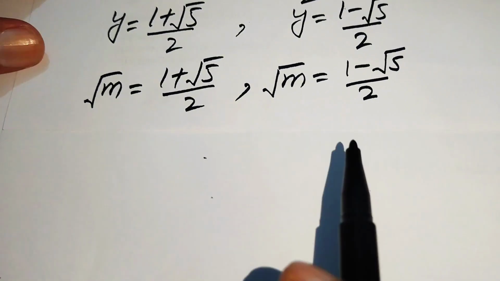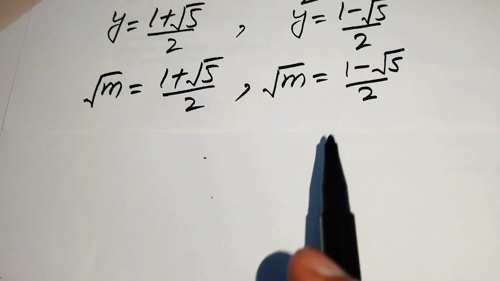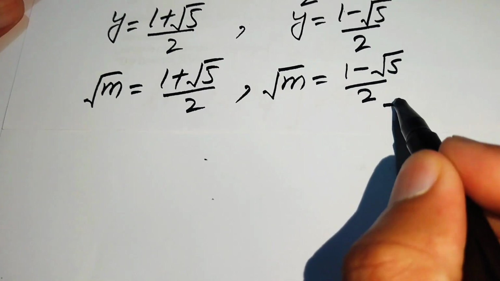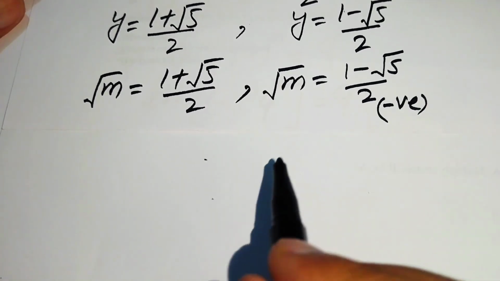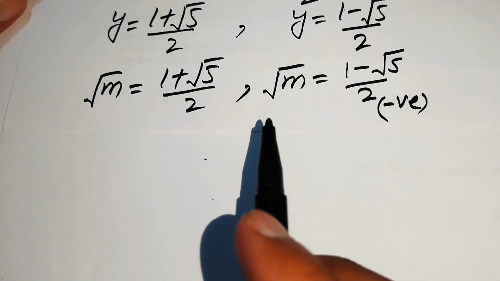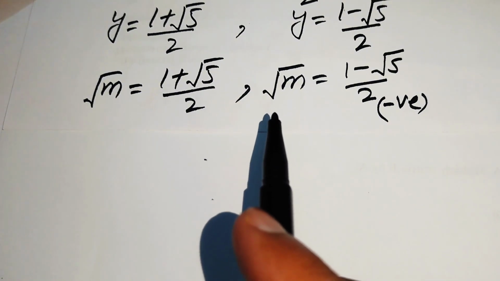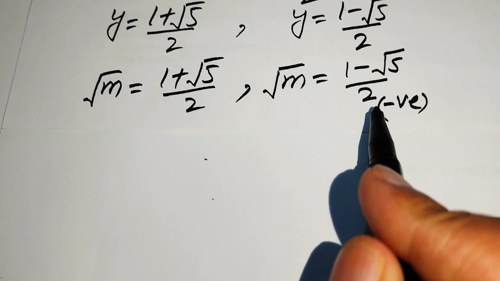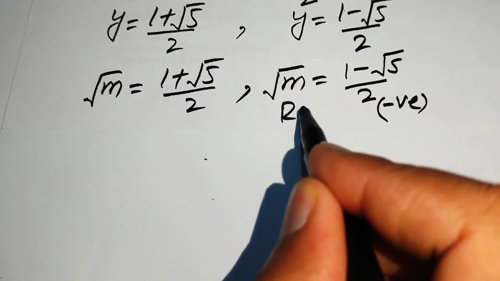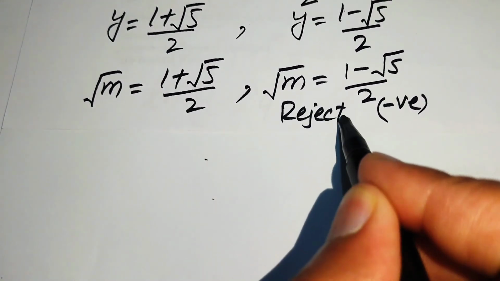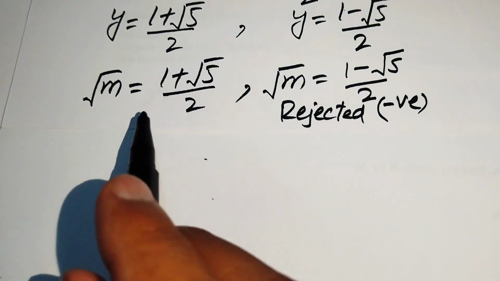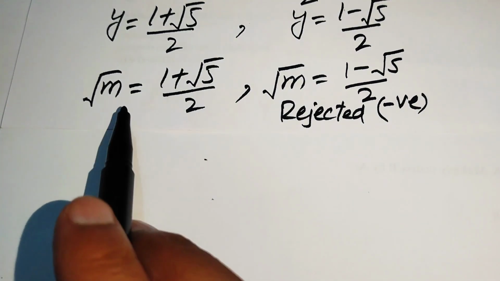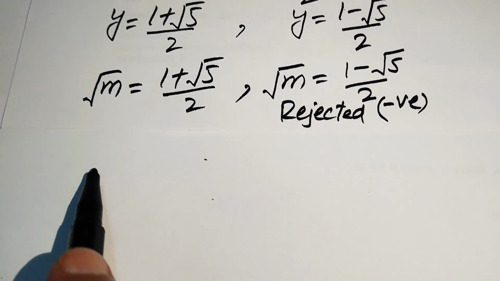So here first we focus on this equation, and if we focus on the right hand side, this right hand side gives us the negative value, but at the start of the problem we clearly said that we solve this problem for the positive value of m. So this equation gives us the negative value, so we reject this case. Here we just focus on this equation, and from this equation we need to take the squares on both of the sides.